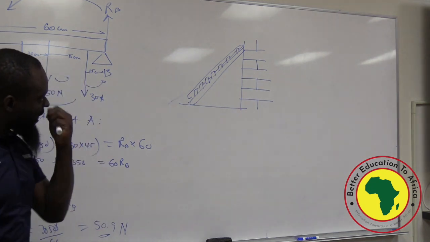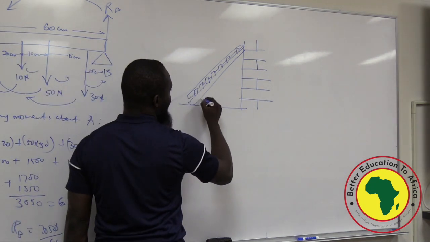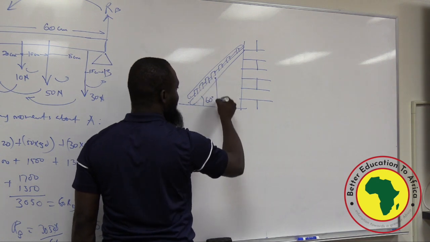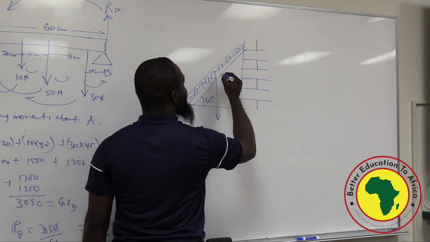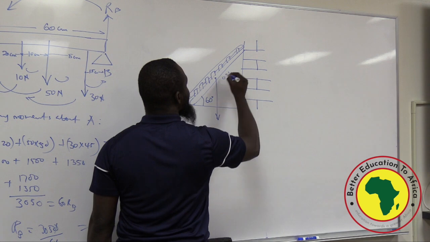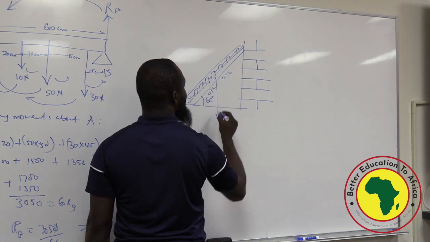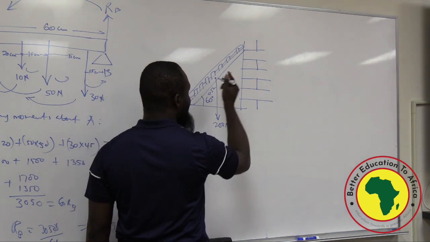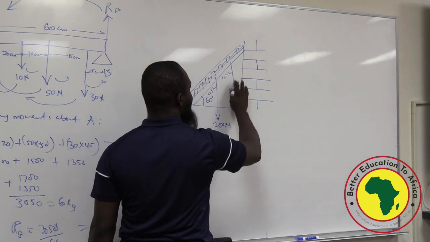Something like that, okay? So this ladder is inclined at an angle, say 60 degrees. And the weight of the ladder acts at the middle, at a distance 0.5 the length of the ladder. And the weight is, say, 200 newtons. And we'll have somebody sitting at a distance here.